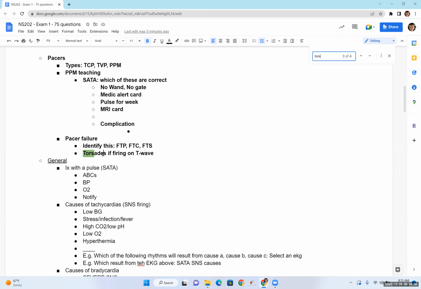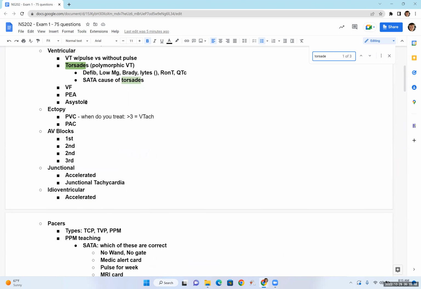All right, so let's look up torsades again. I think I have it somewhere else. There it is. All right, so it's one of your lethal ventricular rhythms. So guaranteed to PCL a lethal rhythm on the test, all right?